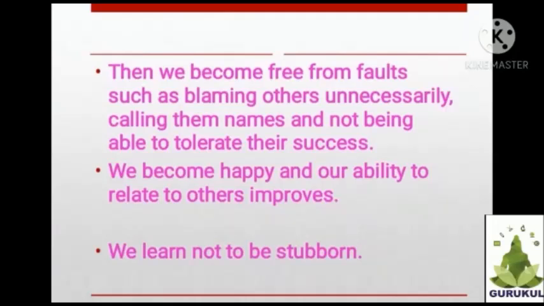I know that. Okay. And not being able to tolerate their success also. Correct? So, we become happy and our ability to relate to others improves. It means that when we control our emotions, at that time we become happy and our ability to relate with others improves. And we learn not to be stubborn. Okay? Right, no? Everything happens only when you cope with your emotions.